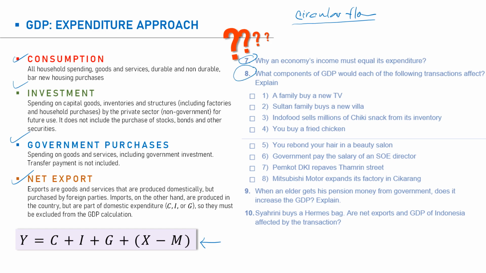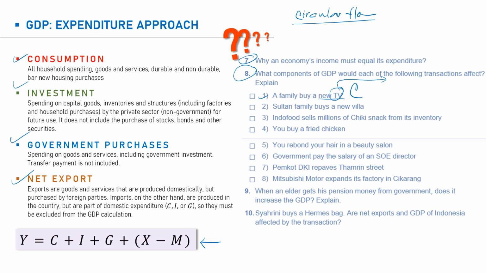Let's identify the components of GDP in these transactions. First of all, a family buys a new TV. Obviously, this is consumption of durable goods. Why is it consumption, not investment, even though the TV is a durable good? Because we know that the TV's value will likely decrease over time, so it cannot be categorized as an investment purchase.